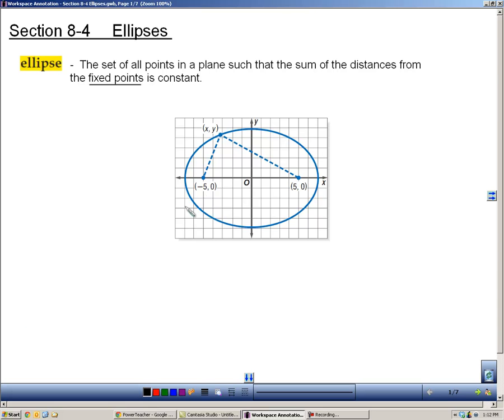Now when we say the fixed points, we're talking about these 2 points here, this one at (-5, 0) and this one at (5, 0). Each of these is called a focus point, and together we use the word foci. That's the plural of focus point, and so these are the 2 foci of my ellipse. These are the 2 points at which we measure distances around the outside.